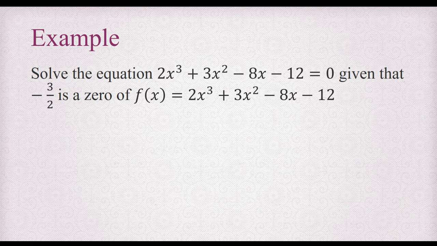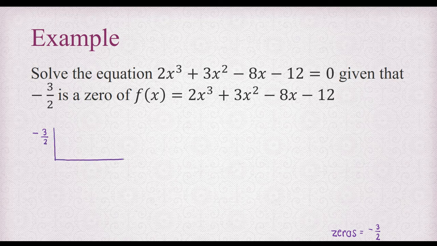Okay, let's take a look at another one. So it's worded just like the last problem. So I'm giving you the zero. So it says, given that -3/2 is the zero, so I know that that's one of my answers. And that also means that I don't have to change the sign. It's going to stay -3/2.